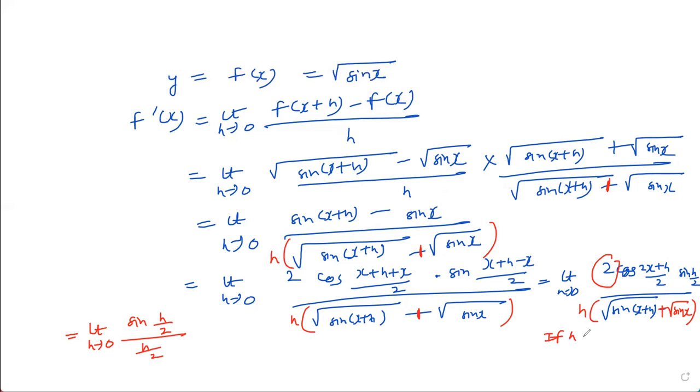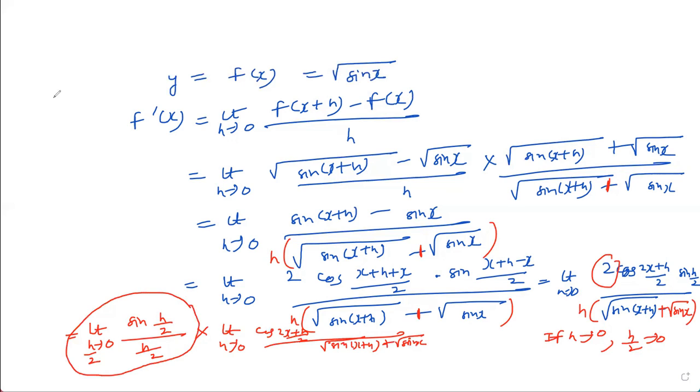If h tends to 0, we know very well that h by 2 will also tend to 0. So in the limit, I'm writing h by 2 tends to 0, and the rest everything I'll keep as it is. So I'll write limit h tends to 0 and the rest of the part that we are left with: cos of x plus h by 2, and in the denominator I have that entire term, that is square root of sine of x plus h plus square root of sine x. Now this entire part will become 1 using the identity. I'm just showing it on the top because I don't have space here on the bottom.